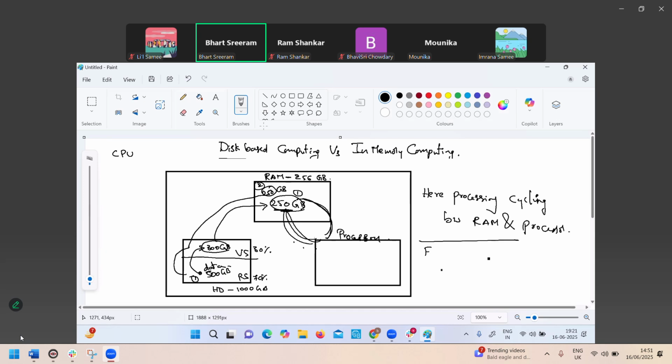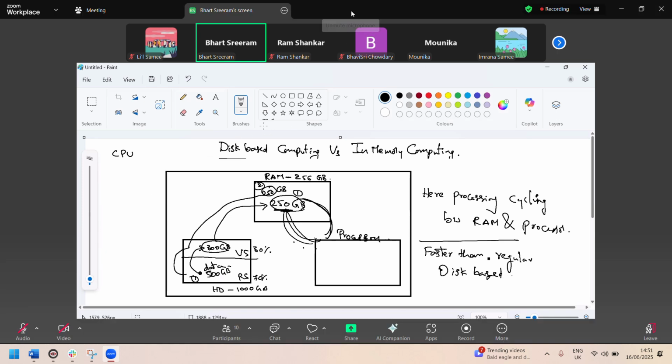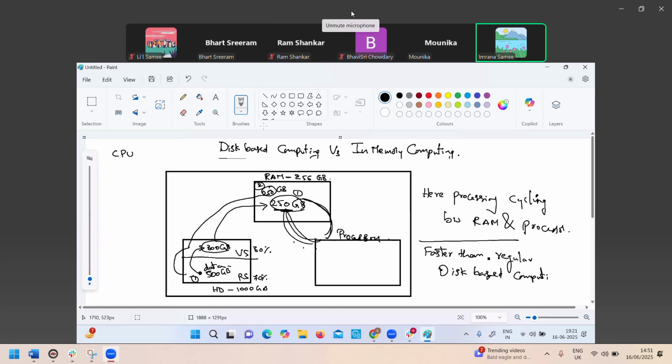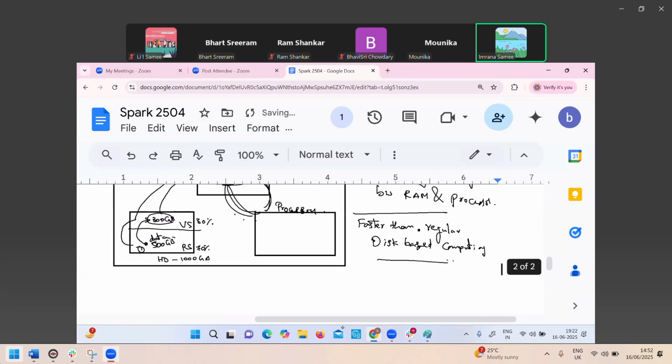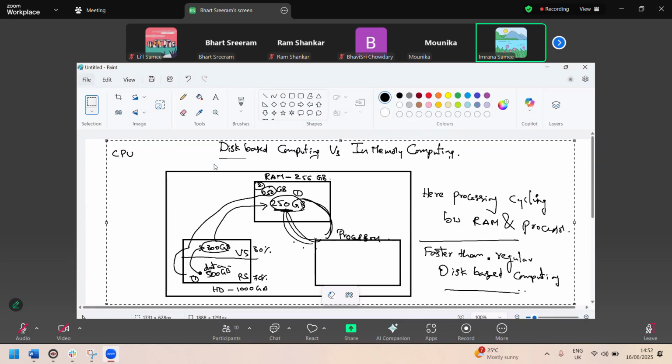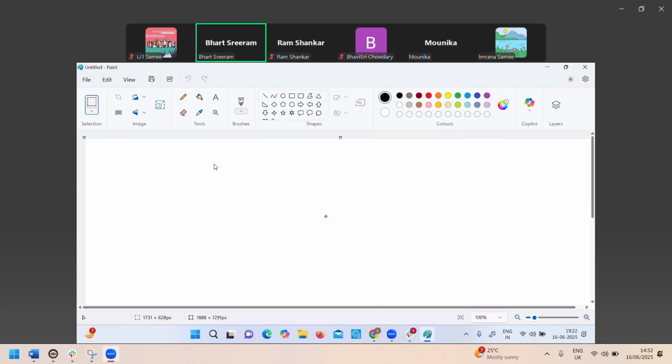This approach is faster than regular disk-based computing. Industry feedback says 100 times faster than regular disk-based computing. So the first time, this in-memory computing was introduced by SAP HANA.